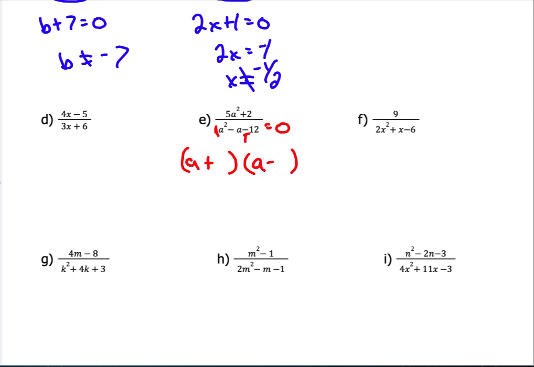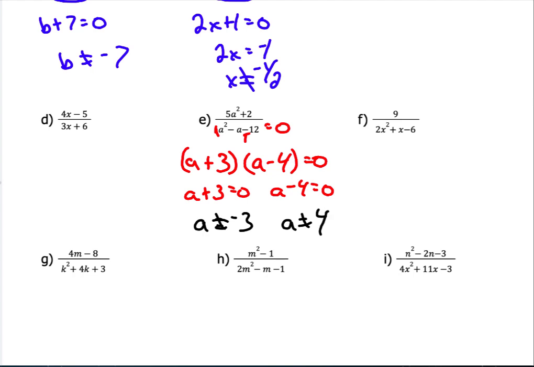So what subtracts to give me 1? Well, 4 and 3. Since I want a negative 1 in the middle, that means my 4 is my subtracting and my 3 is my adding. So I have a plus 3 equal to 0 and a minus 4 equal to 0. So again, I'm trying to find those excluded values. What can't I plug in because it's going to cause me to get 0 in my denominator? Well, here I would get negative 3, so I can't have a negative 3. And here I would get 4, so I can't have a 4.